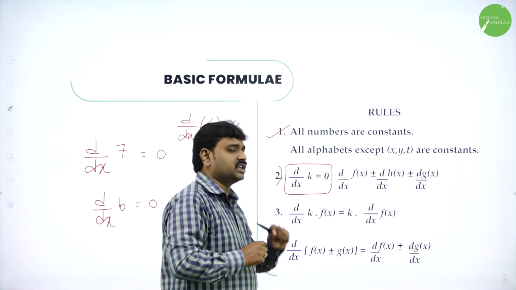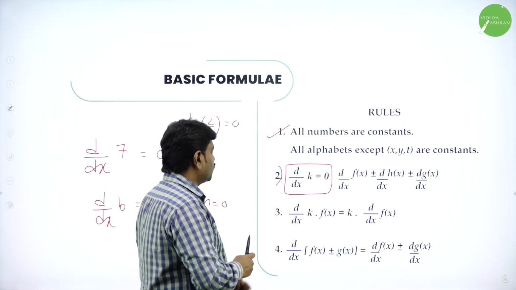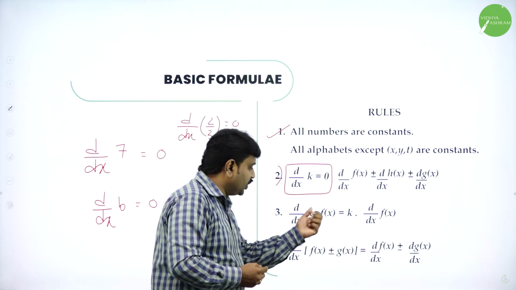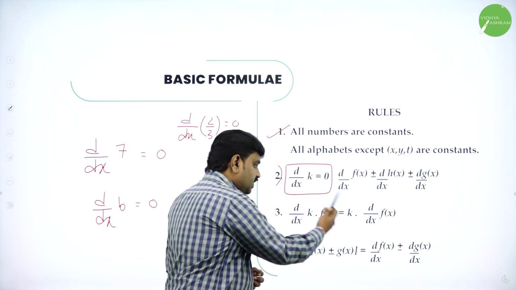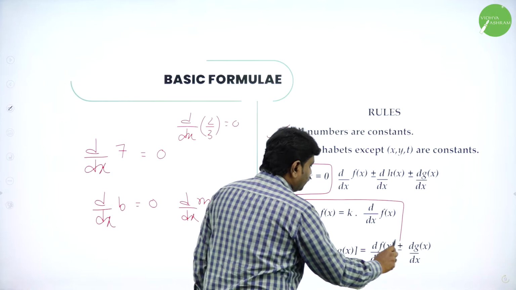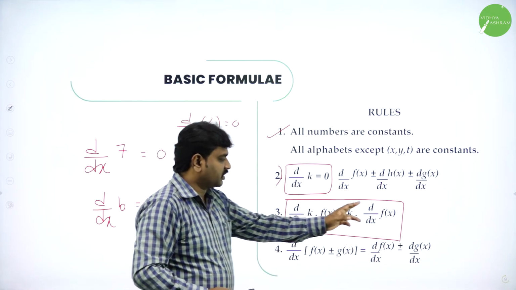K stands for constant. Then the third rule, d by dx of k into f of x. If you have a constant into a function, take the constant outside and differentiate the function. D by dx of k into f of x is k into d by dx of f of x.